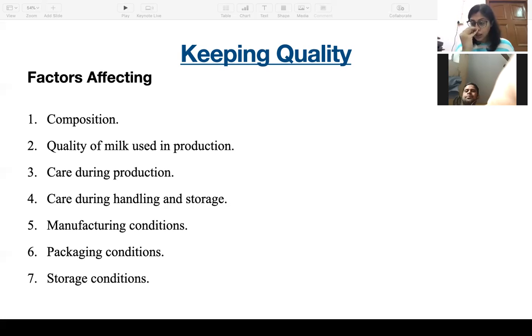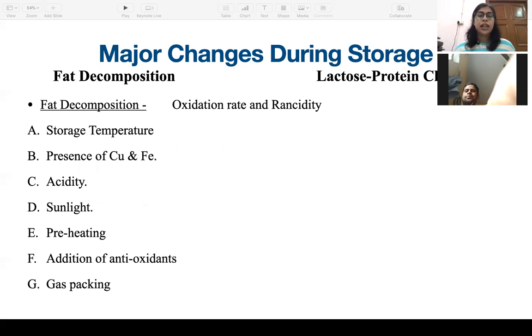Clear? Packaging conditions during packaging as well, proper hygiene is to be maintained, and the packaging technique used should be of the manner that the product can be stored for a desirable period of time. And storage conditions, as I had told you earlier, depending upon the packaging technique, the storage conditions should be decided upon. Any confusion in these 7 points? Then we'll move to the second last slide, which is major changes during storage.